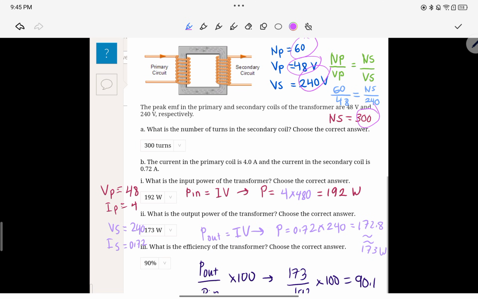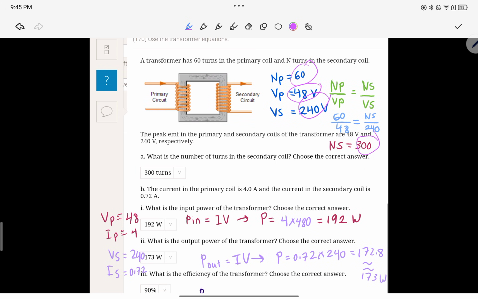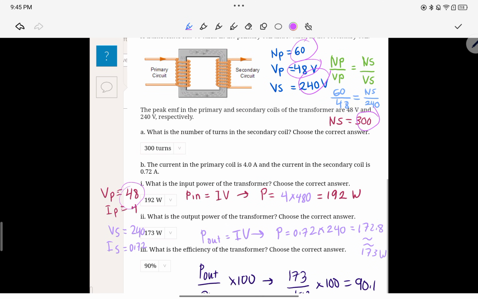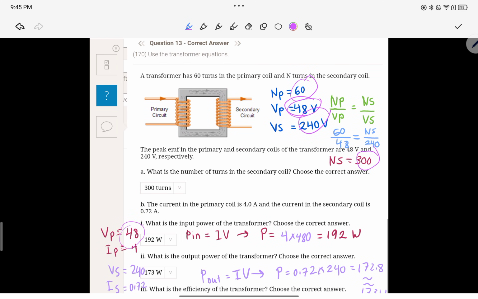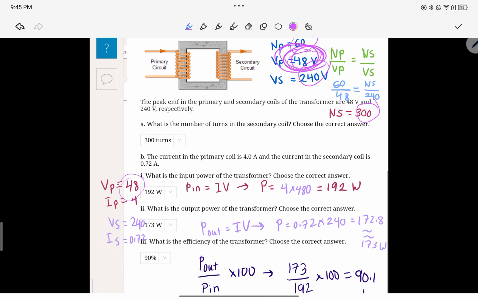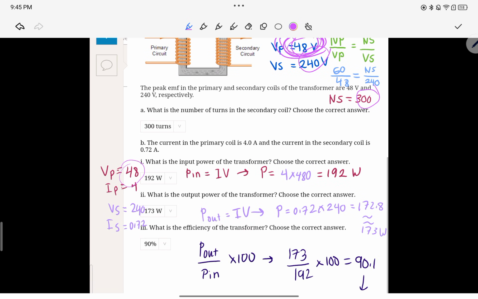And how do you get the input? The input means the primary. The output means the secondary. So you have the VP, which is 48. Here you already have it, it's right from here. I don't know why I put 480, sorry about that.